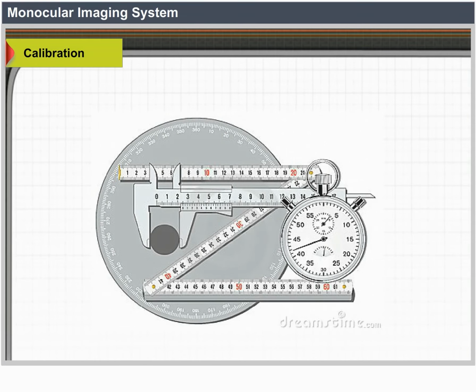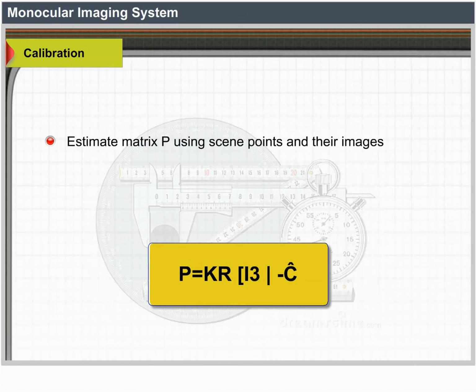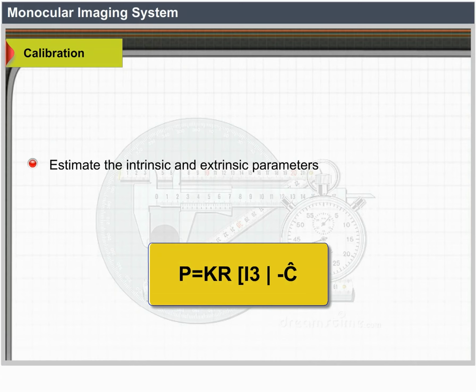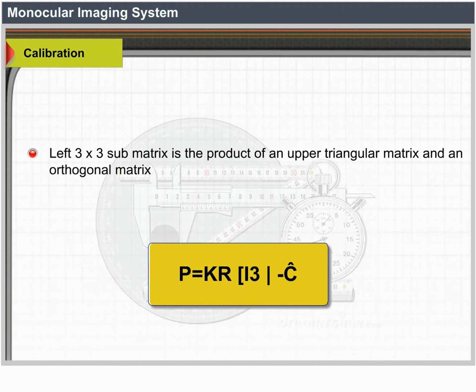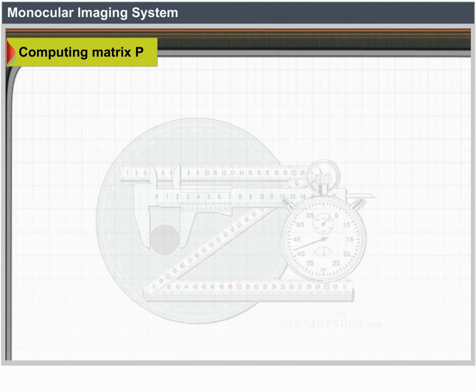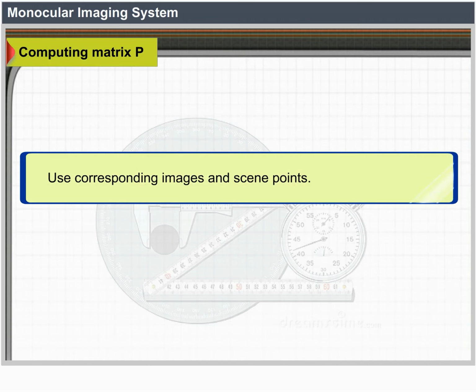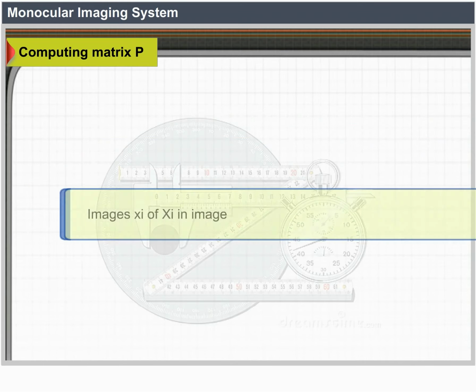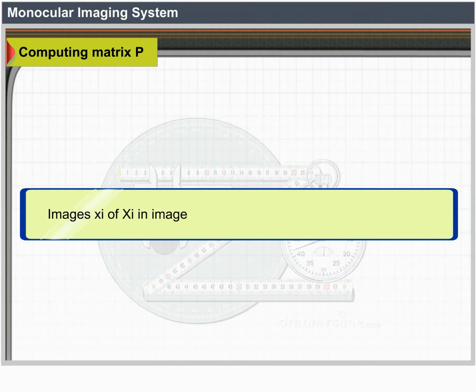Calibration: estimate matrix P using scene points and their images. Estimate the intrinsic and extrinsic parameters. The left 3x3 submatrix is the product of an upper triangular matrix and an orthogonal matrix. P equals KR times the matrix [I3 | minus C tilde]. Computing matrix P: use corresponding images and scene points, 3D points Xi in the world coordinate system, and images small xi of capital Xi in the image.